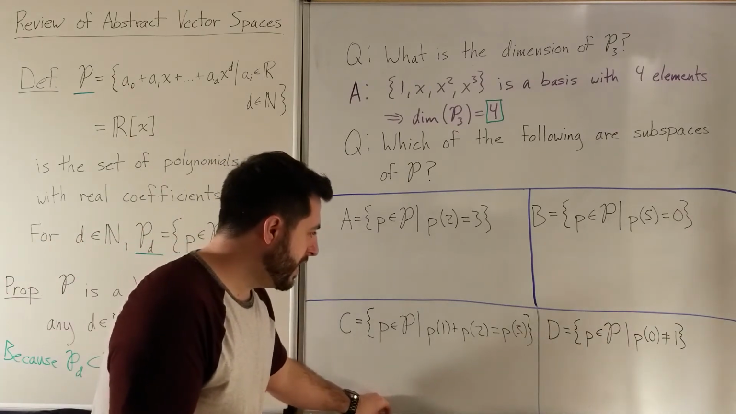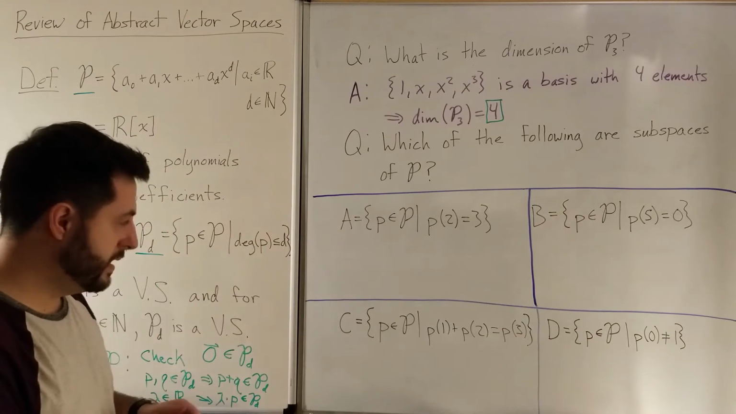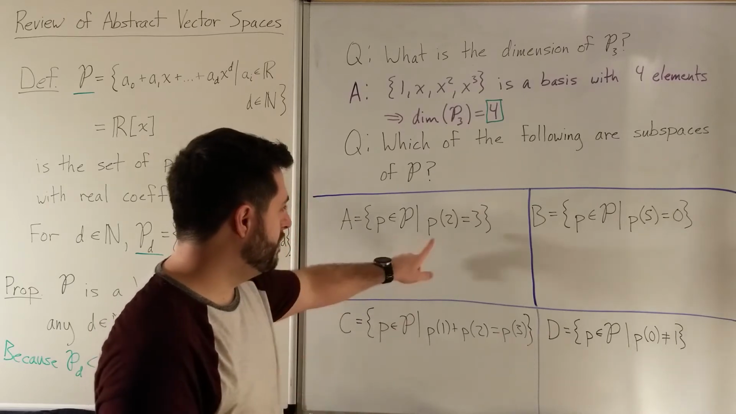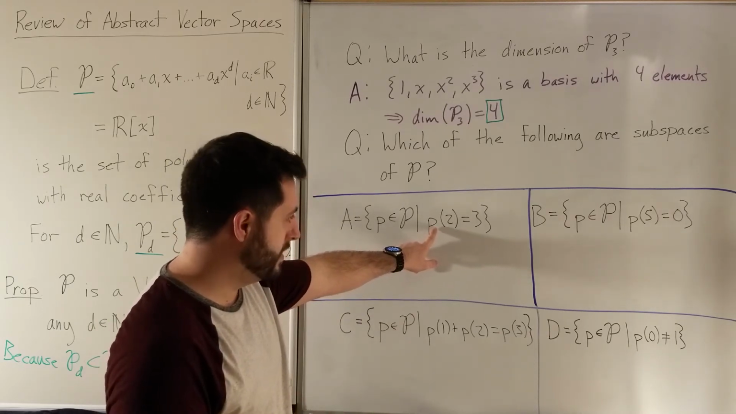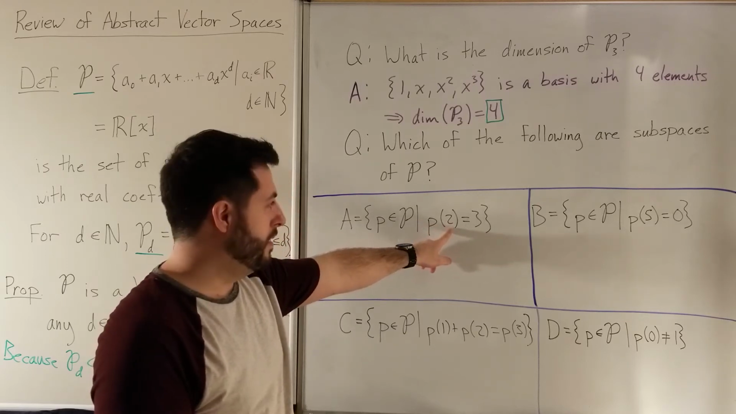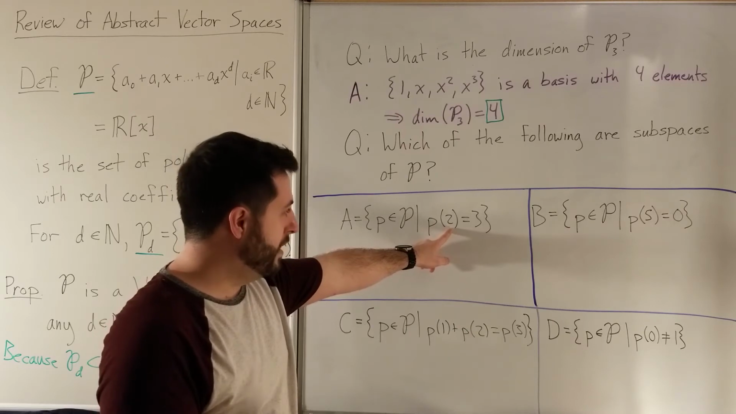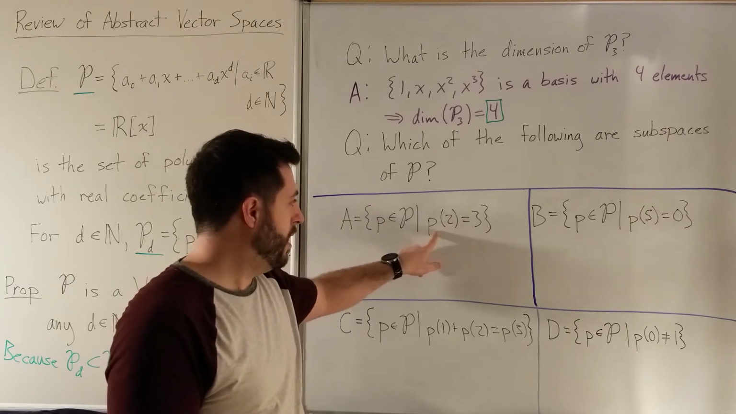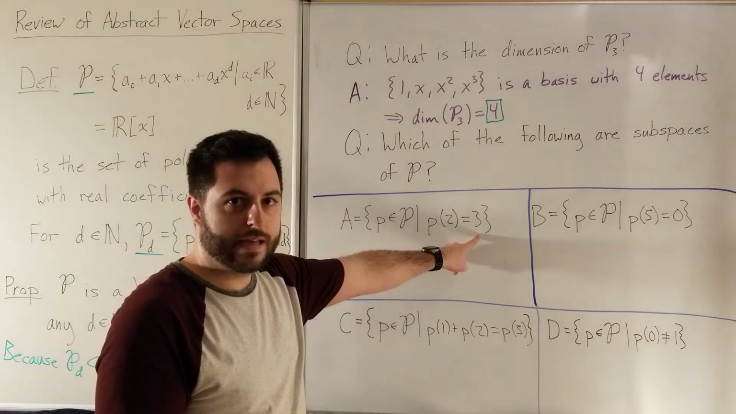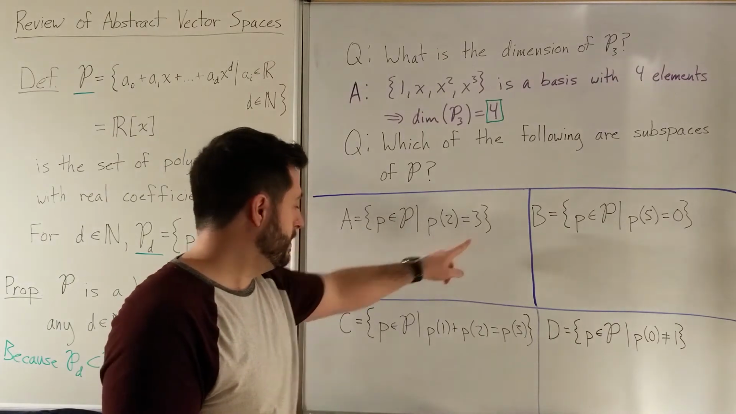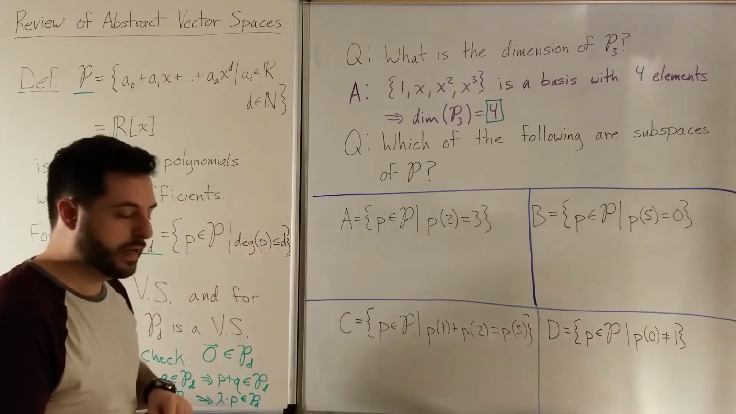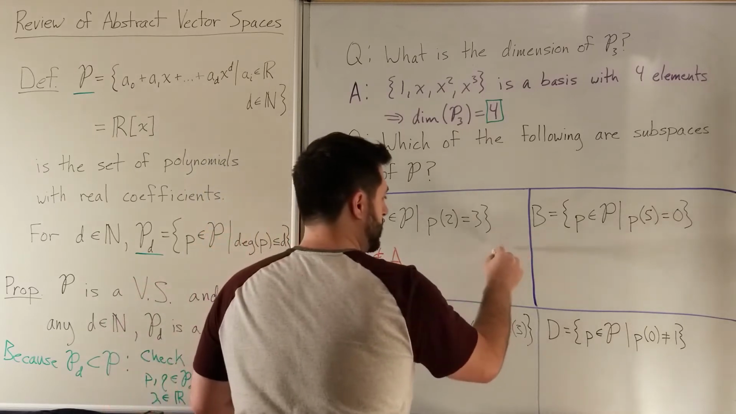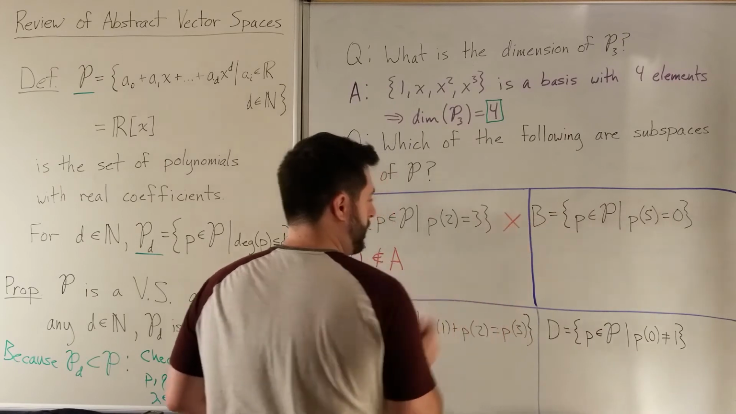So to check that, I'm just going to run through all four of these. And the first one here, we can see right away the zero vector. If I say that P is the zero polynomial and I plug 2 into it, well, it shouldn't matter what I plug into the zero polynomial. I should just get 0 out. And in particular, that's not going to be 3. So the set of polynomials where P of 2 is equal to 3 does not contain the zero polynomial. Okay? So since the zero vector, the zero polynomial, is not in the set A, the answer is no. So I'm just going to put a red X there.